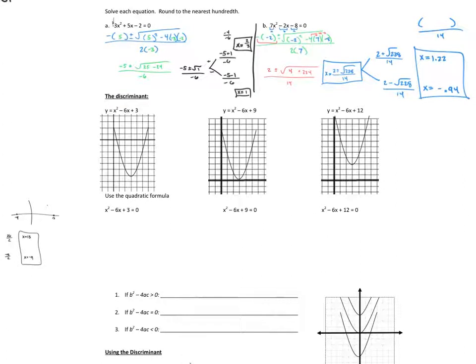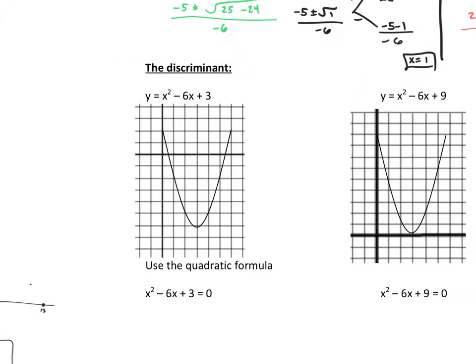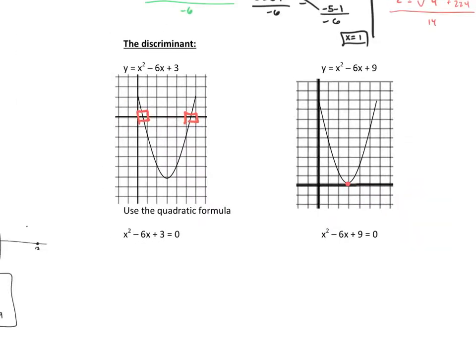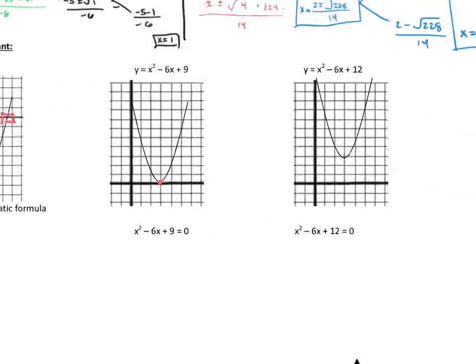So here's what we've got. There's something called the discriminant. And what the discriminant is going to tell us is how many solutions to expect. So I've got 3 quadratics here that we're able to see. This one has 2 solutions. This one has 1 solution. And this one has no solutions.